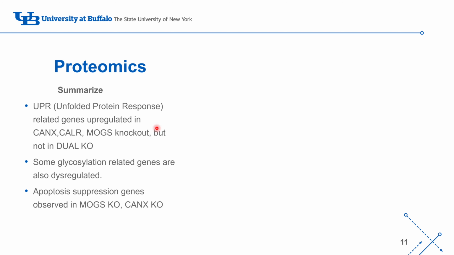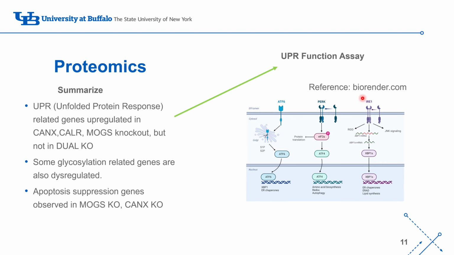So first we try to verify our observations about the UPR response, and we did it using a UPR functional assay. How this UPR response works is that it generates three major signals. The first one is ATF6, another one is the PERK signal, and the third one is the IRE1 signal. So whenever the cells observe ER stress, they create these three signals that will generate the UPR response.